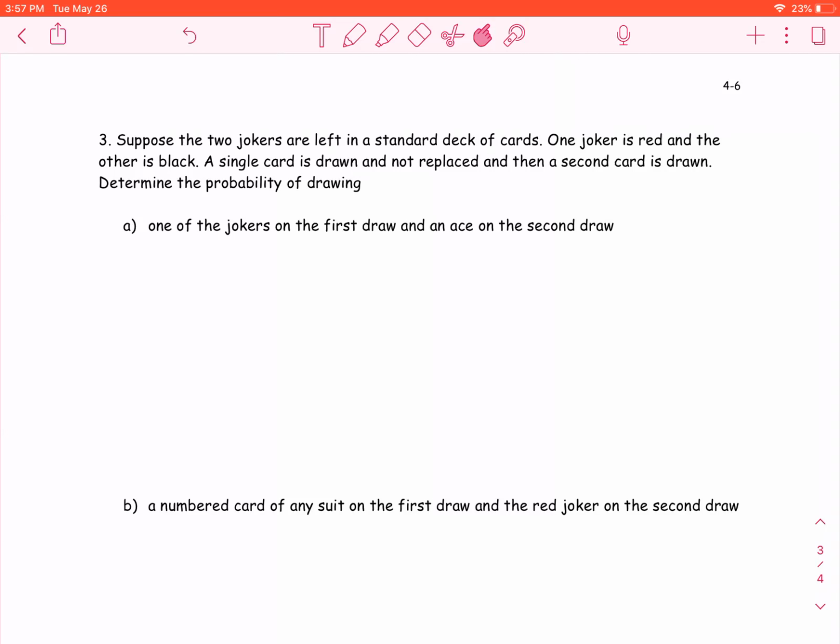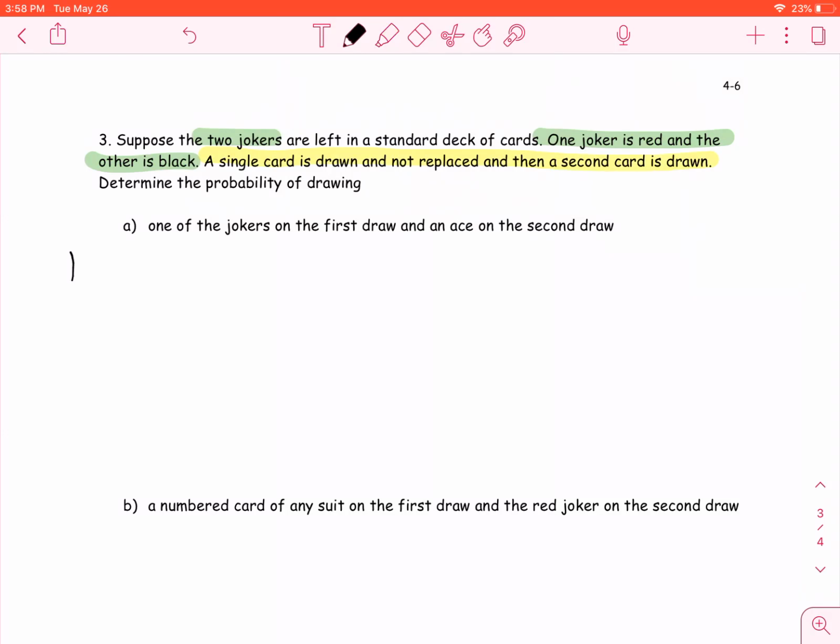Okay, and this section again is one that deals with cards. So I'll just read it out first. Suppose the 2 jokers are left in a standard deck of cards. Right, there's 2 jokers. One joker is red and the other is black. A single card is drawn and not replaced, and then a second card is drawn. Okay, so what's important here is a single card is drawn and not replaced. We want to determine the probability of the following now. So one of the jokers on the first draw and an ace on the second draw.